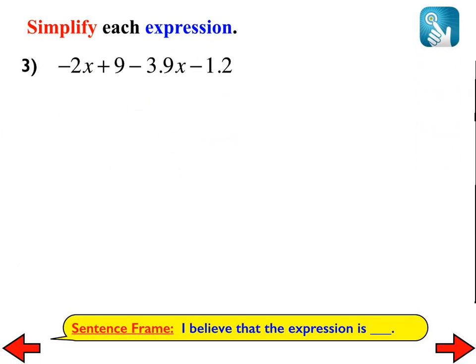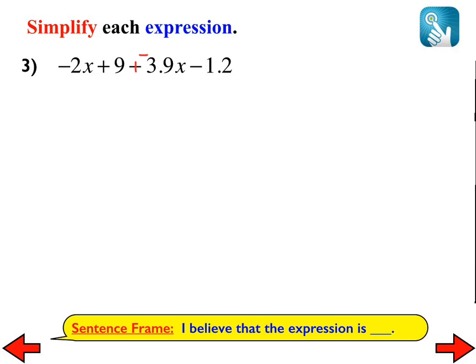Let's go to number 3. Everybody try number 3. Lizzie, I believe that the expression is negative 5.9x plus 7.8. And that's what I saw when I walked around and looked on most of your papers. So let's quickly go through this.